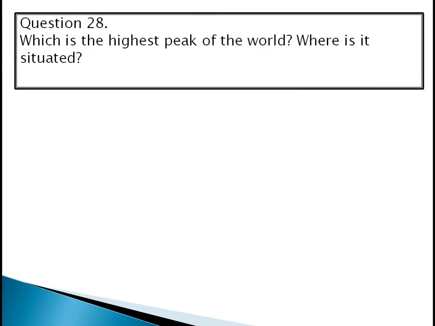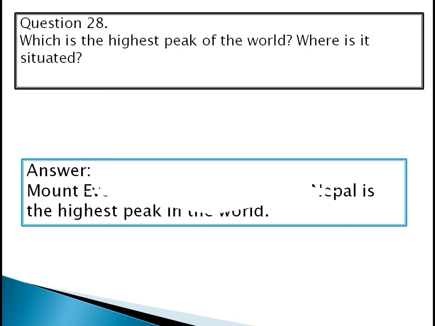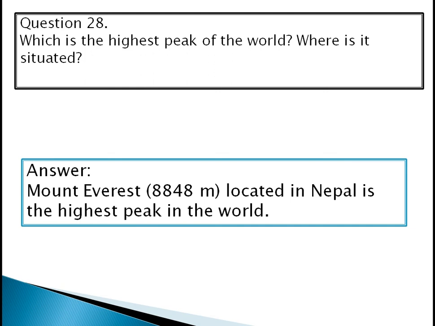Which is the highest peak of the world, and where is it situated? As you know about the Mount Everest and where it is situated, let's check out. The Mount Everest, 8,848 meters, located in Nepal, is the highest mountain peak in the world.